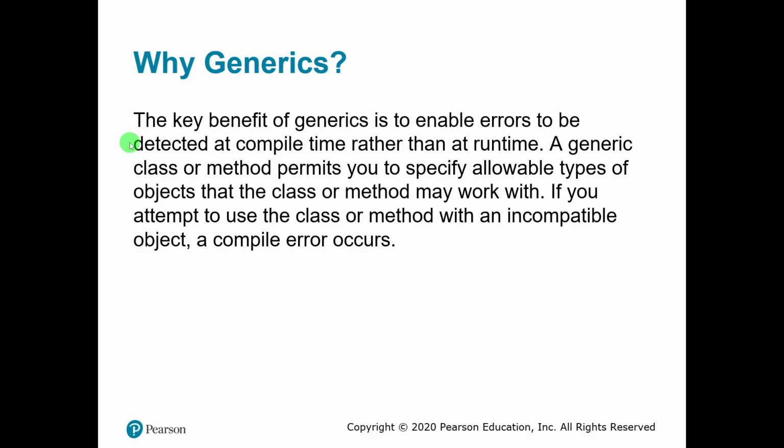And we saw that get name gave us a little red squiggly telling us that there could be a problem with this before we defined our type as something that extended player. But we detected it before we ran our program, and we didn't get a runtime error. So a generic class permits us to specify the allowable types of objects that the class or method may work with, and gives us a guarantee because it does type checking. If we use it in an incompatible object, we'll get that compile error.